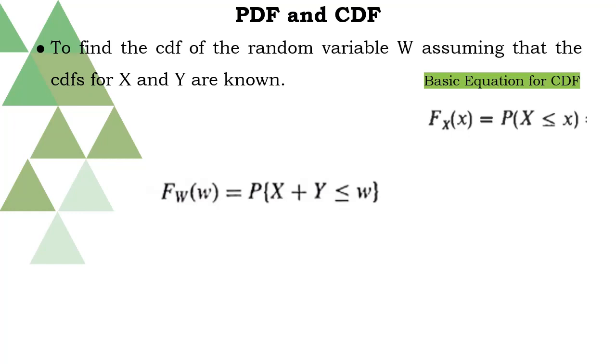In the same way, we have to calculate the CDF of the random variable w, and the equation will be F_W(w), which will be equal to probability of W less than or equal to w, and it can be rewritten as probability of X plus Y less than or equal to w.